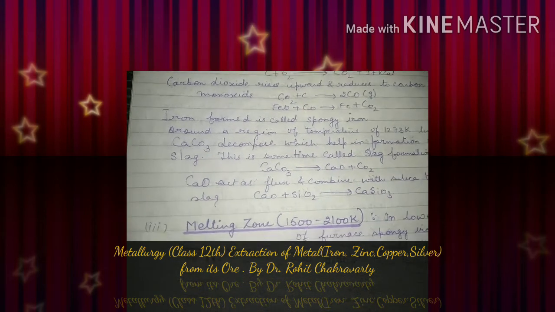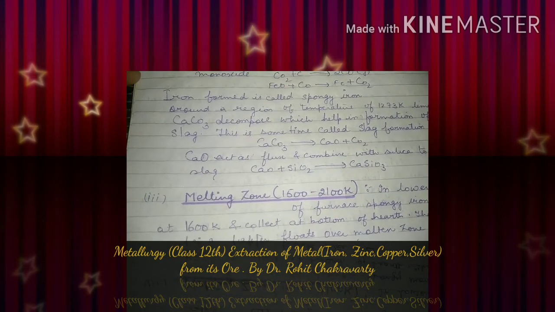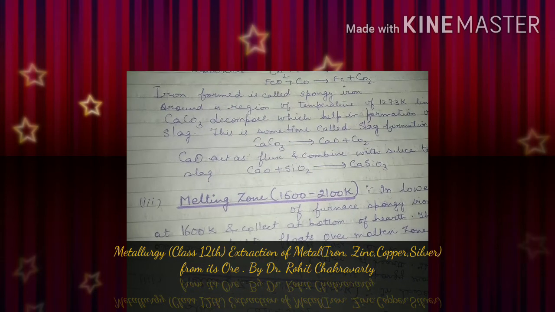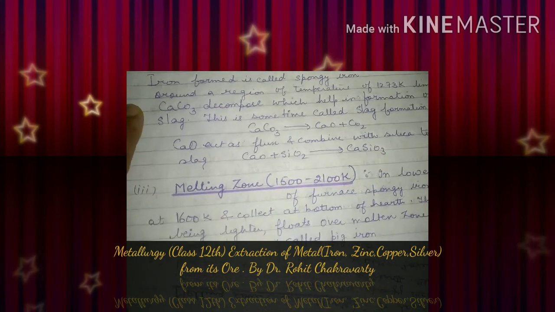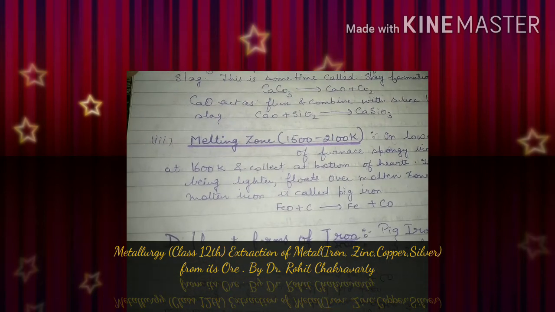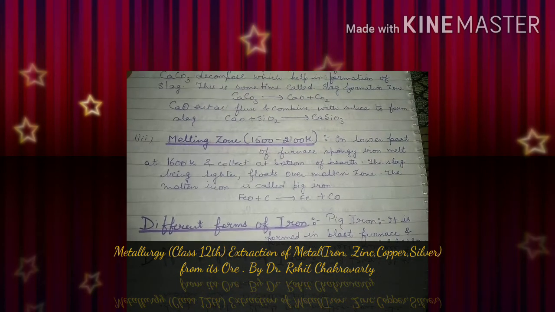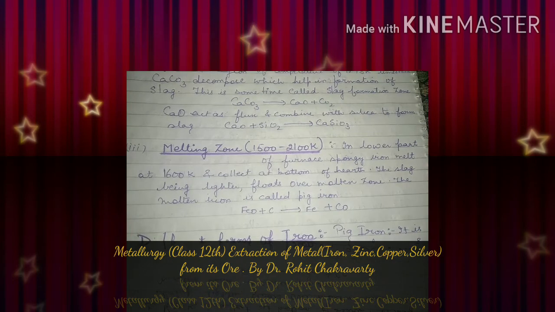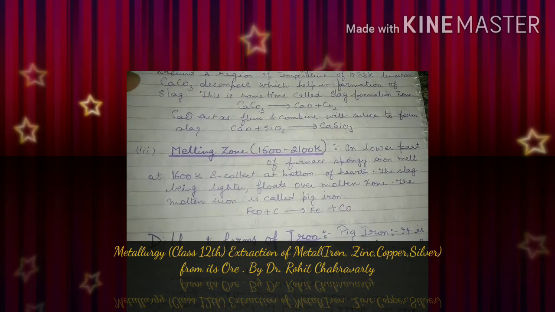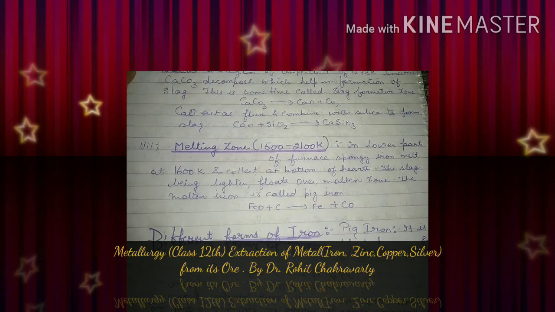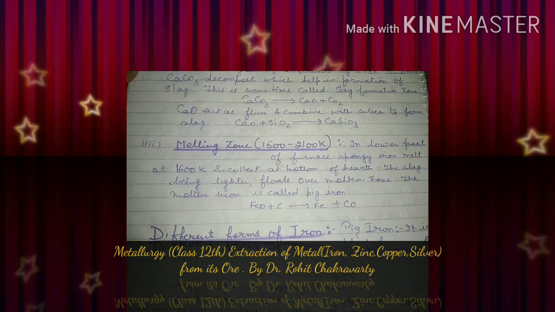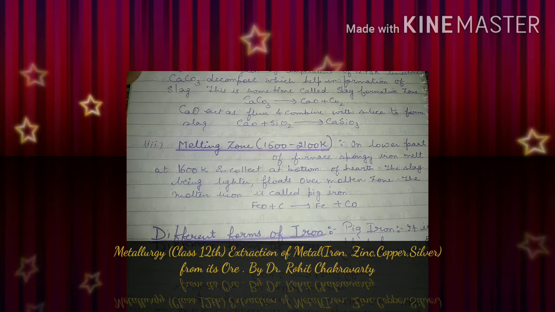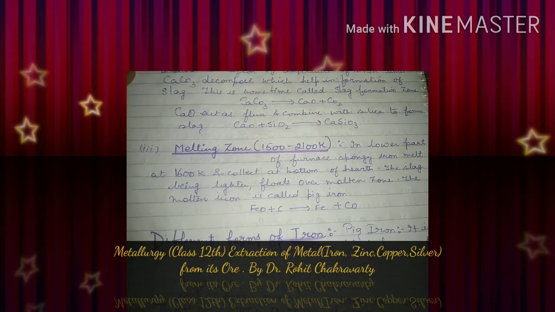Okay, so here the reaction scheme is calcium carbonate gets decomposed into calcium oxide, which reacts with silicon dioxide, resulting in the formation of slag, which is calcium silicate, CaSiO3. Now the next one is your melting zone. So in the lower part of the furnace, spongy iron is melted at 1600 Kelvin and collects at the bottom of the hearth. The slag, being lighter, floats over the molten zone, and the molten iron is called the pig iron.